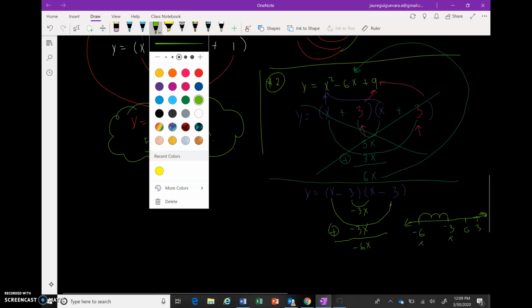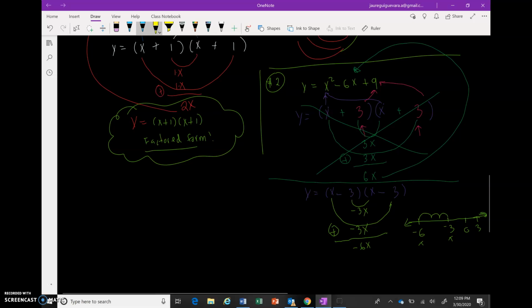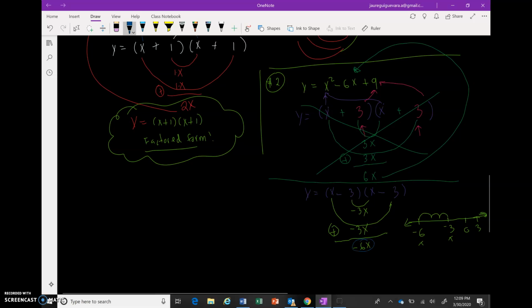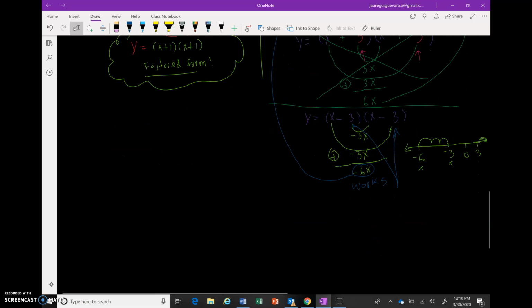Come on. Guess I'll use this one. I don't know what's not working. Because this negative 6x gives me the negative 6x in the middle term, this works. So these numbers work. Okay, so therefore my factored form will be x minus 3 times x minus 3.